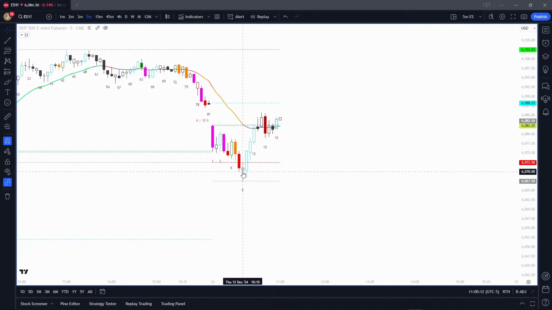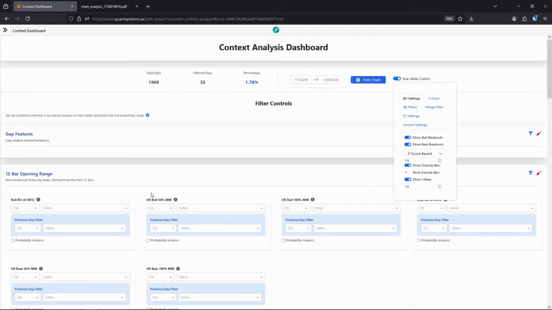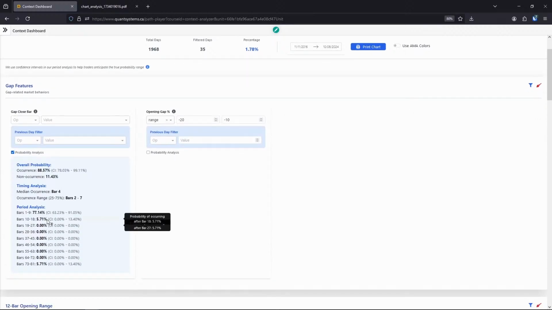And then once we get this failed bear breakout and reversal, we can start looking at the trade for the close of the opening gap, which we know has a higher probability of closing. But interestingly, if we return to the distribution analysis here, let's turn this off. We know that after bar 18, none of the days in our data set closed the gap until the end of day. So that would be something to consider as well.